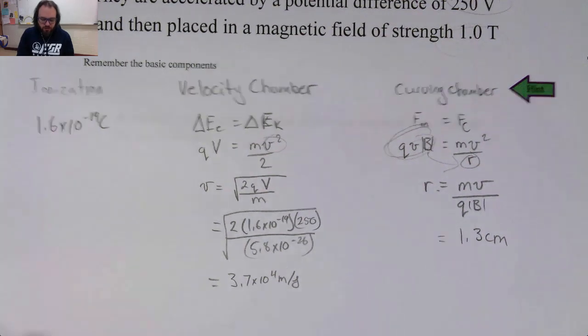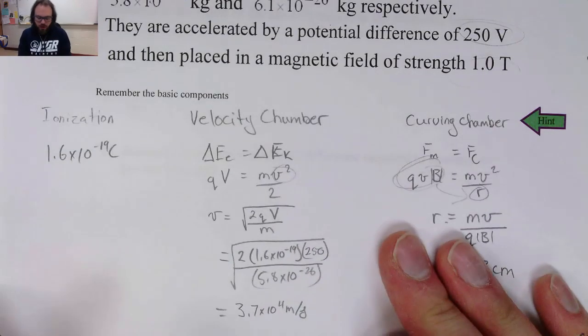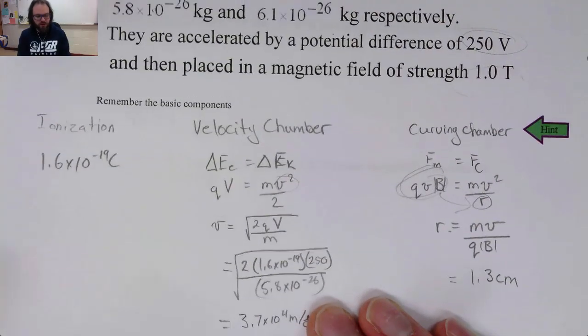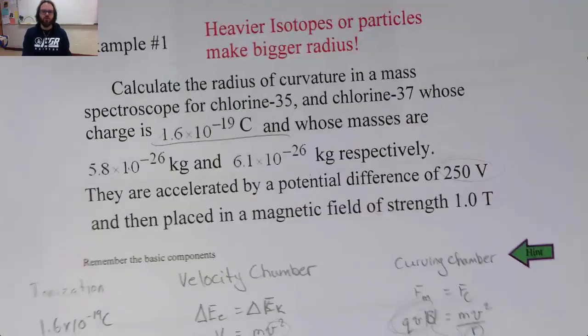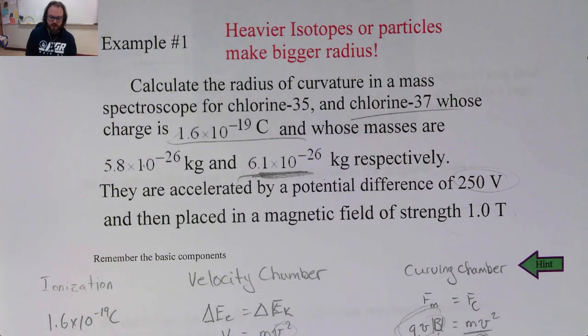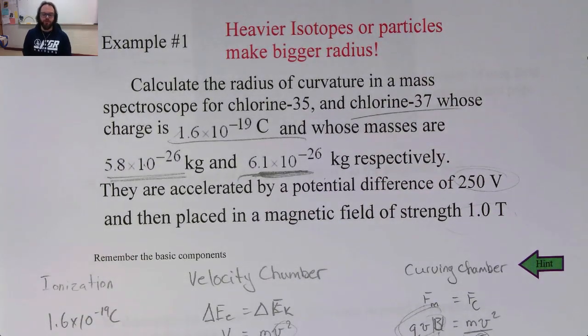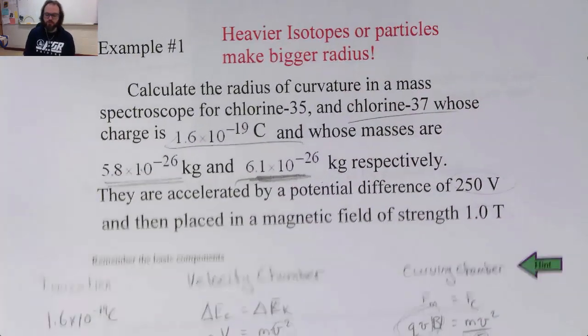Okay? So now we're going to try this one more time, and now we have to do it for my bigger element. The bigger chlorine, which is chlorine 37. For chlorine 37, we're going to be using this mass. So we did everything with this mass for chlorine 35. Now for chlorine 37, we're going to use that mass. So let's take a look at this here.